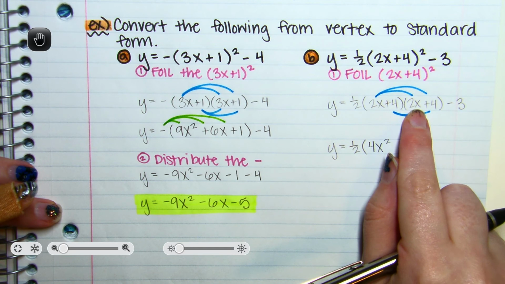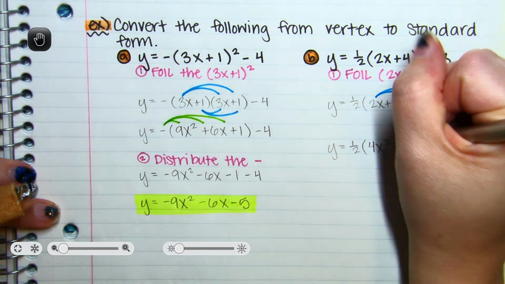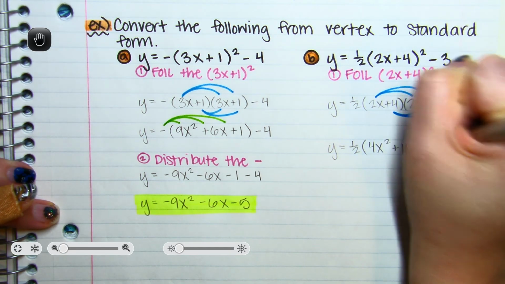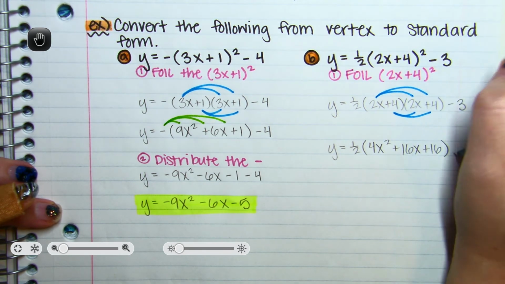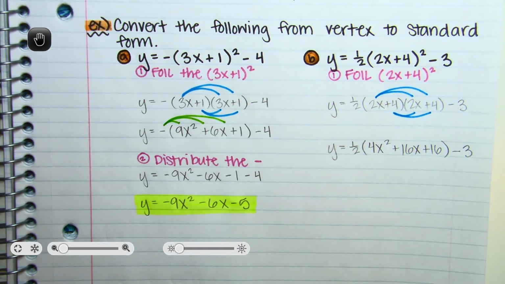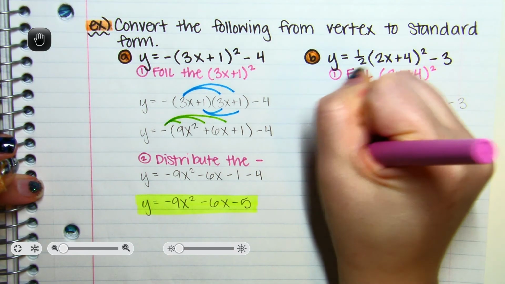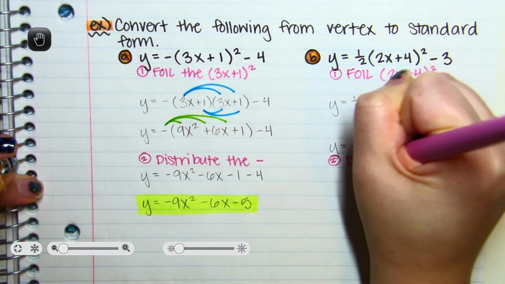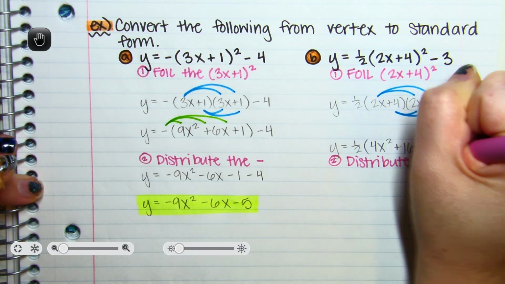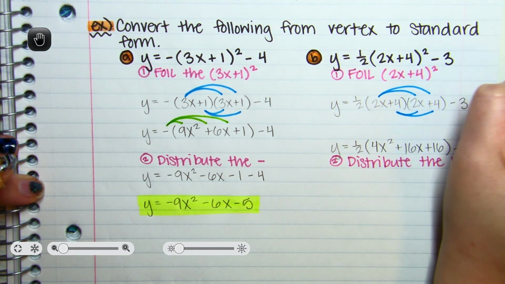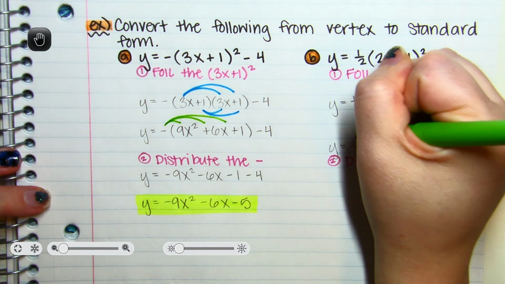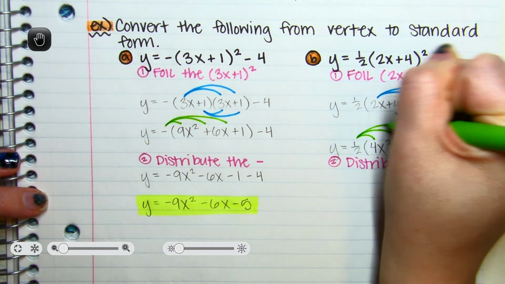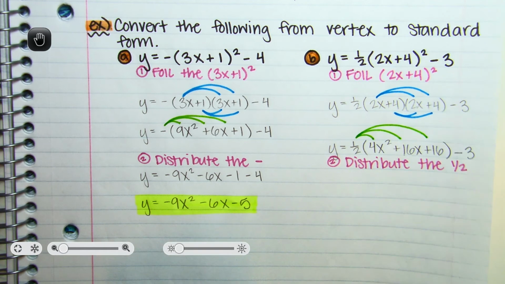Inner is also 8x, which gives me 16x. And then the last gives me plus 16. Close the parentheses. And then we have this minus 3 at the end. Now we need to distribute the 1/2. So again, following order of operations, this multiplication has to come before the subtracting 3 at the end.